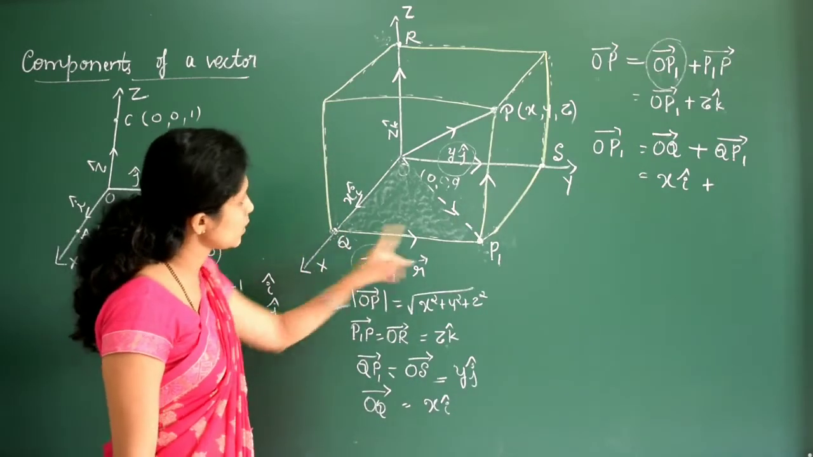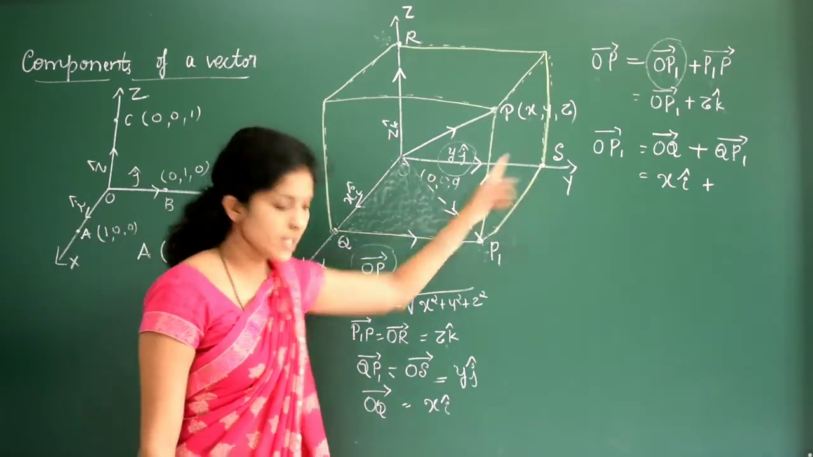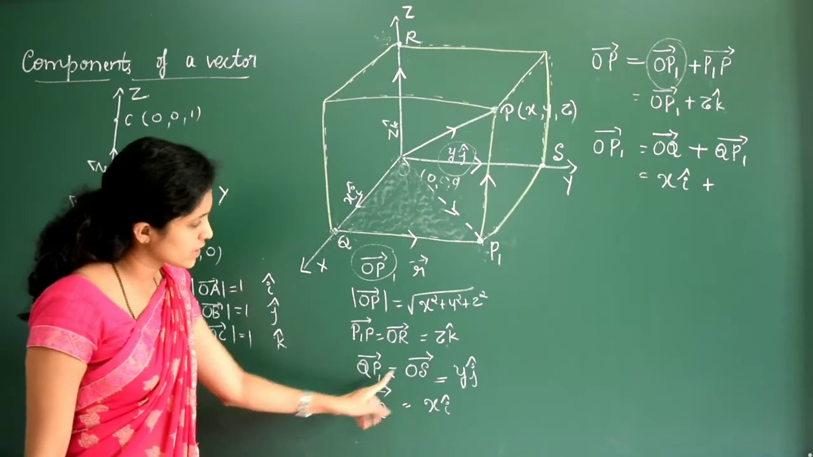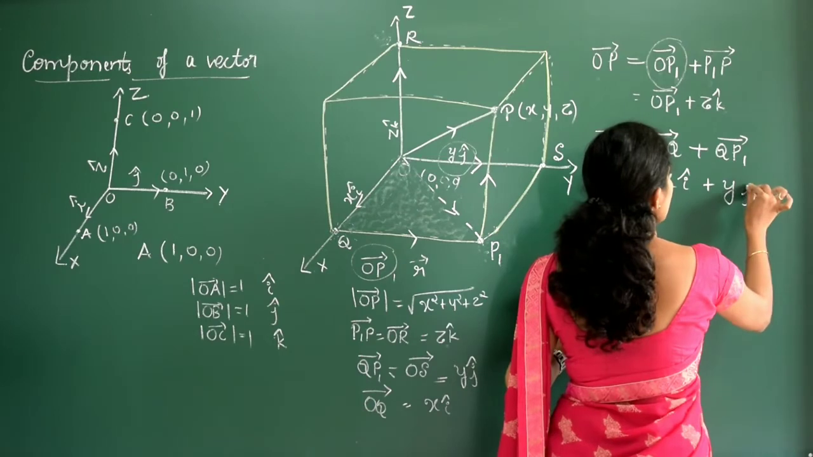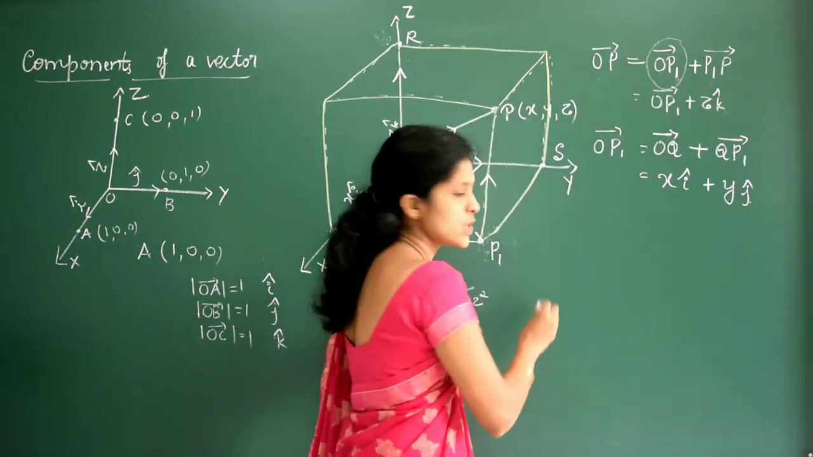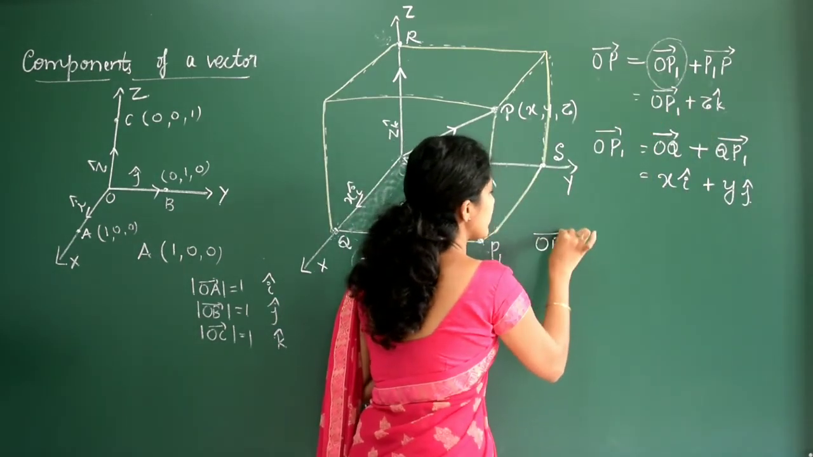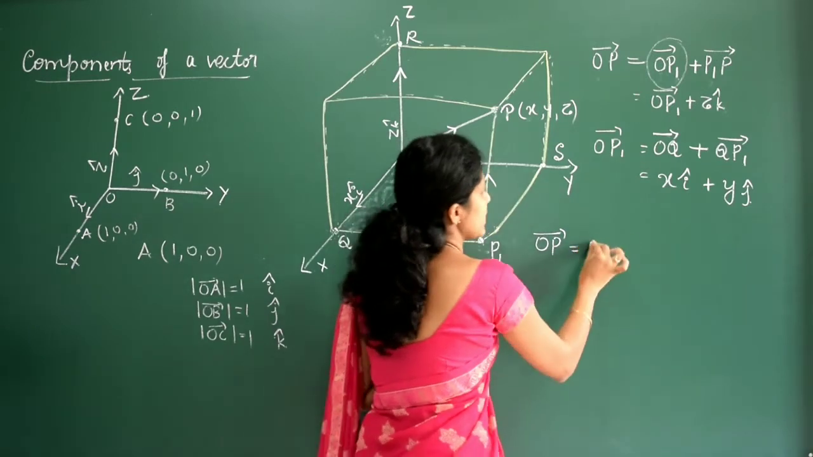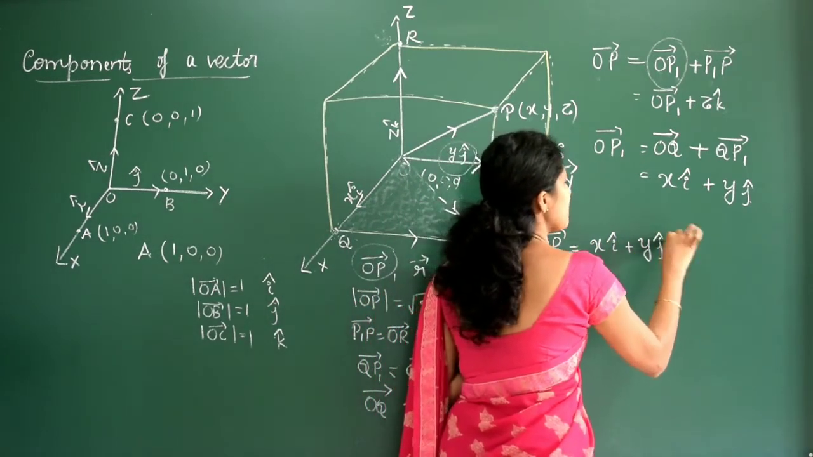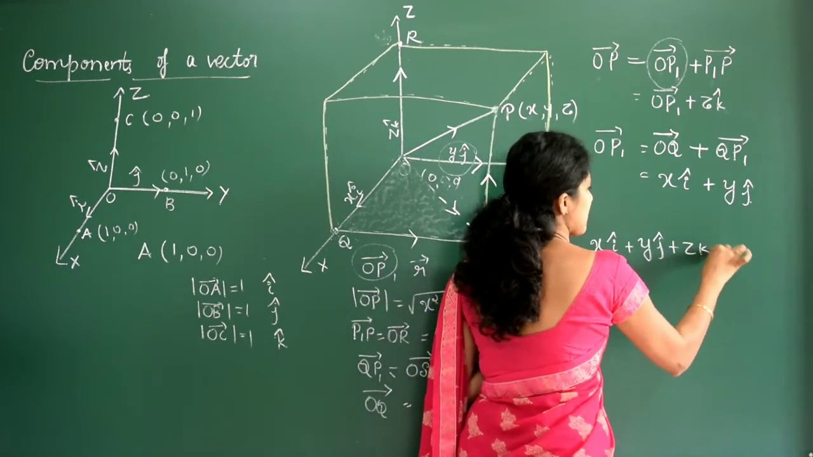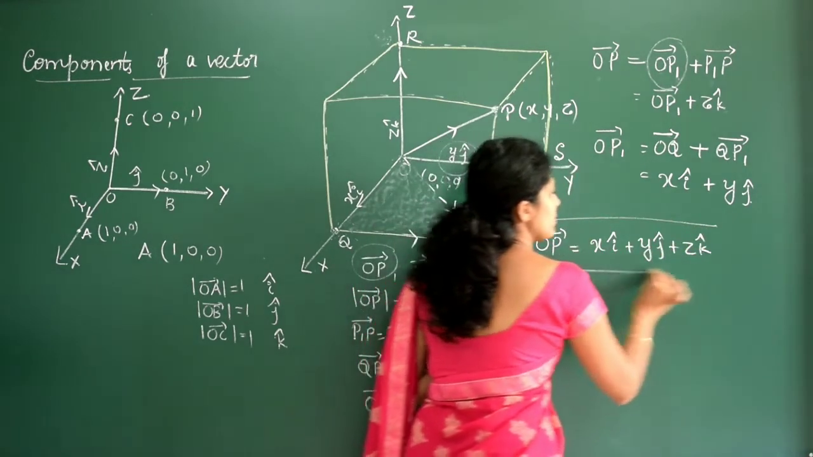QP1 is parallel to this one, or here you can see the QP1 vector is equal to Yj cap. So we will substitute here. By this we can write the OP vector is equal to Xi cap plus Yj cap plus Zk cap. Simple it is. You just have to remember this one.